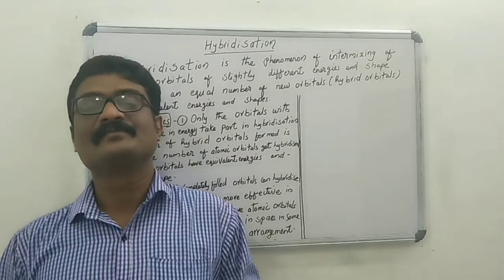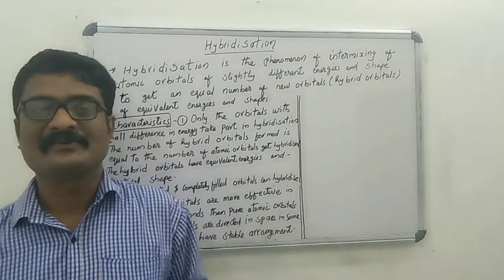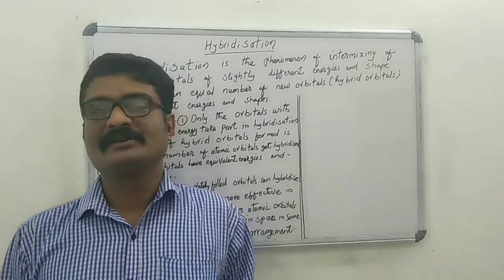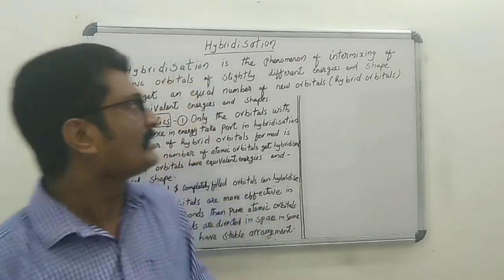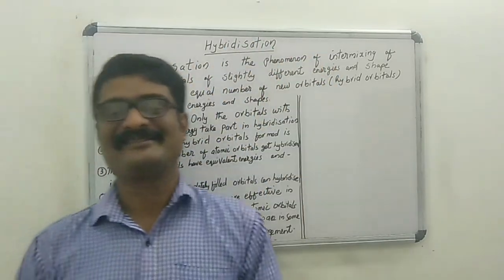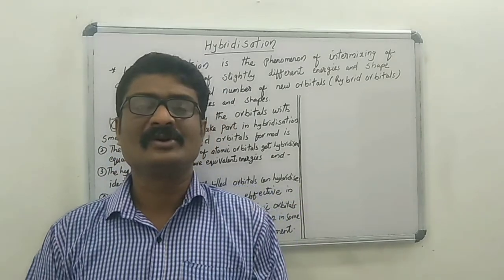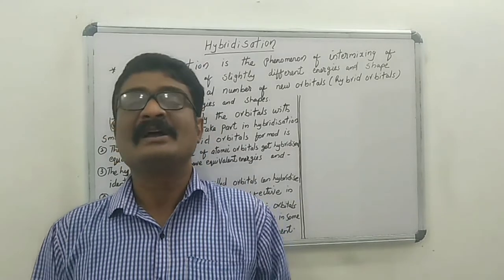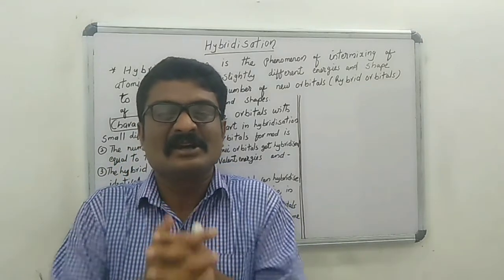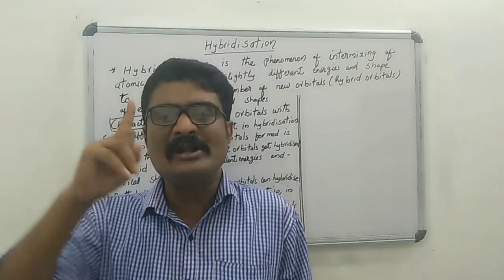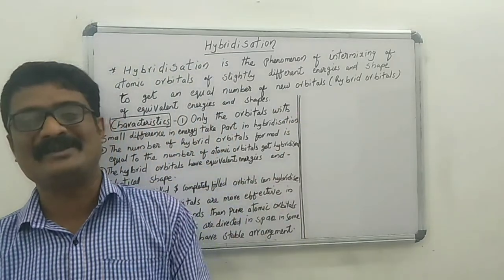Hello students, today I am going to start a new topic from the chapter Chemical Bonding and Molecular Structure, that is the concept of hybridization. In the formation of covalent molecules as a result of the overlap of atomic orbitals, we have seen that only the half-filled orbitals are involved in the bond formation.